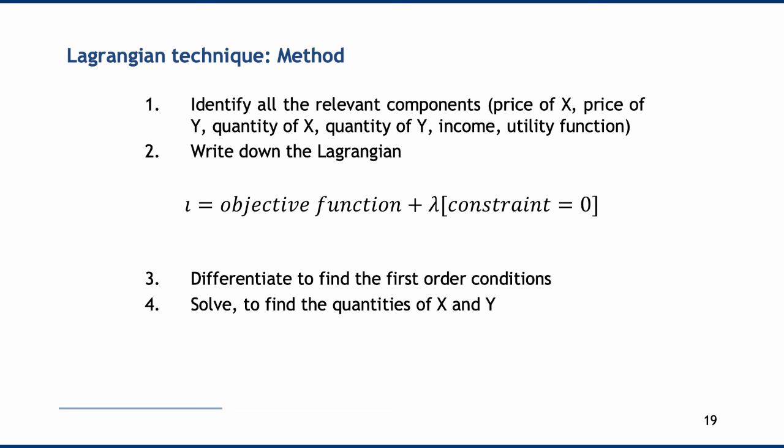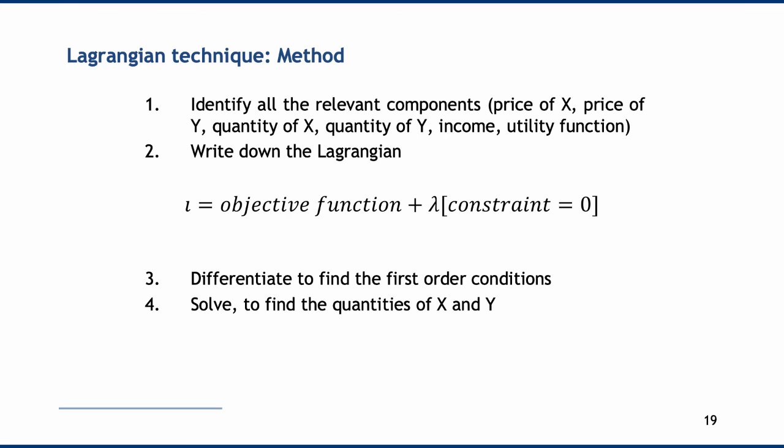The method for the Lagrangian technique is firstly to identify all of the relevant components, so to establish the constraints that we have, the price of X, the price of Y, to find out what the income is that the consumer has, to understand the utility function. It is then to write down a Lagrangian equation. The general form of a Lagrangian equation is that the Lagrangian is the objective function plus lambda multiplied by some constraint which is set equal to 0.